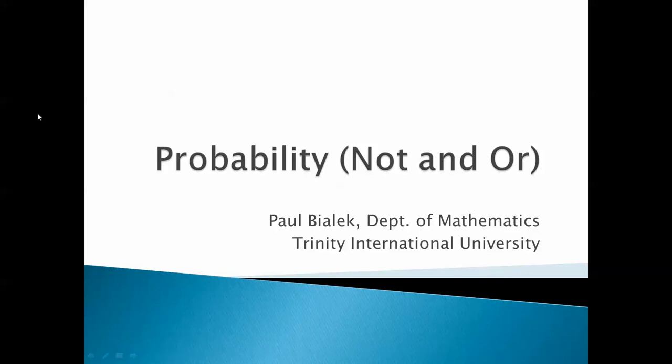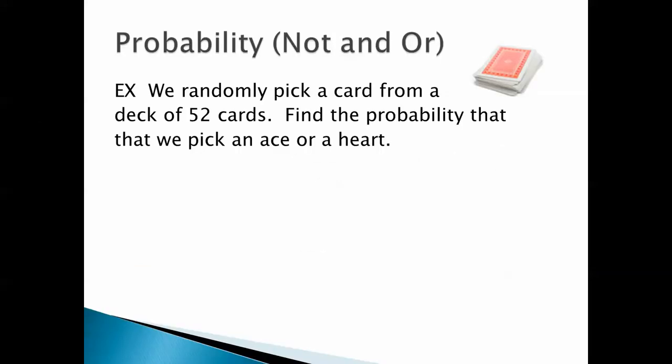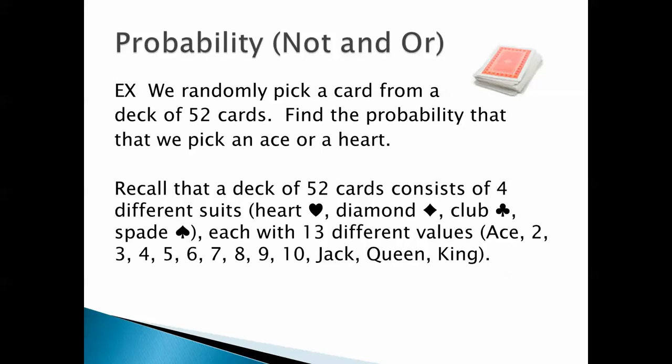Let's look at probability problems involving not and or. We randomly pick a card from a deck of 52 cards. Find the probability that we pick an ace or a heart. Recall that a deck of 52 cards consists of 4 different suits: heart, diamond, club, spade, each with 13 different values: ace, 2, 3, 4, 5, 6, 7, 8, 9, 10, jack, queen, and king.